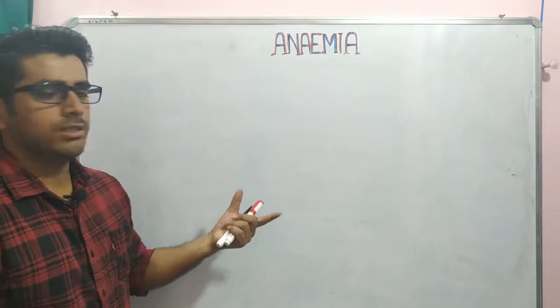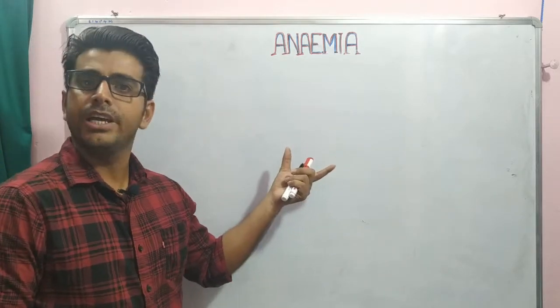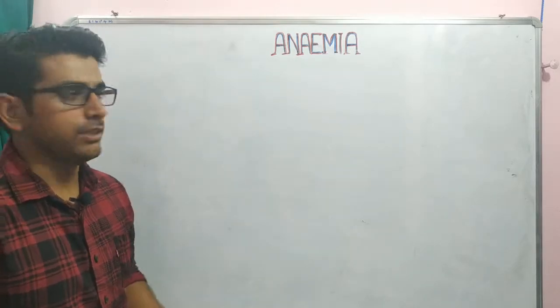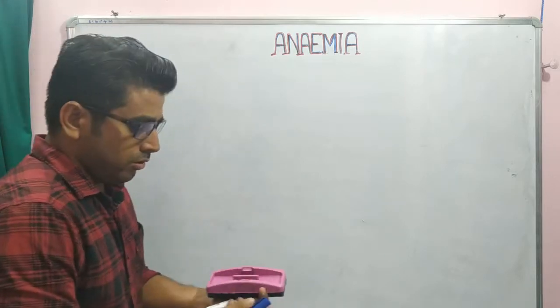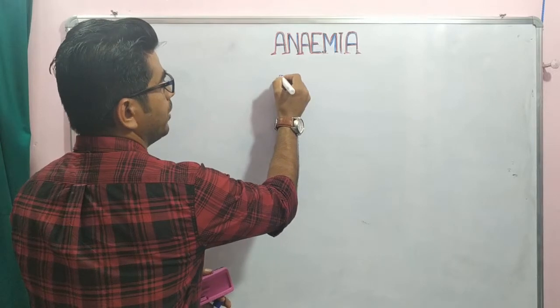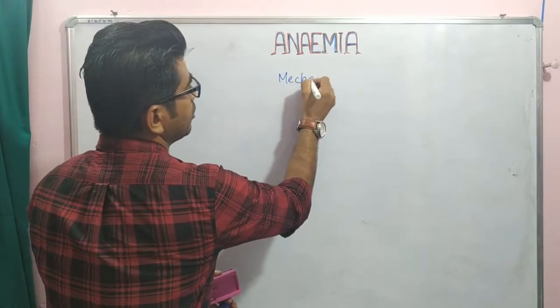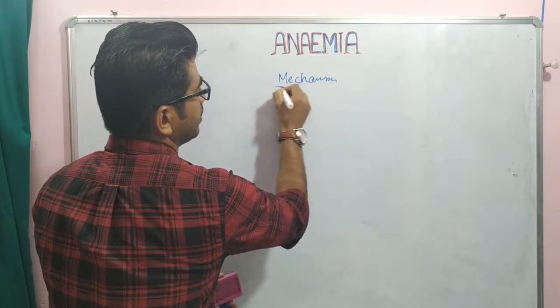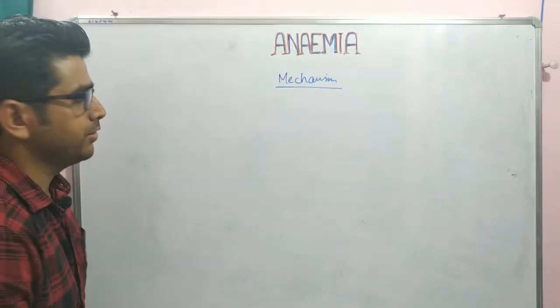In the previous video, I have discussed anemia and morphological classification. In this video, I will discuss the classification of anemia based on the etiology or the mechanism. So first of all, anemia classification based on the mechanism. There are three important mechanisms by which anemia has been described.